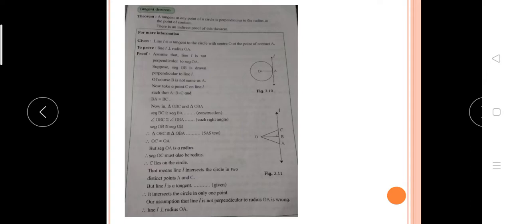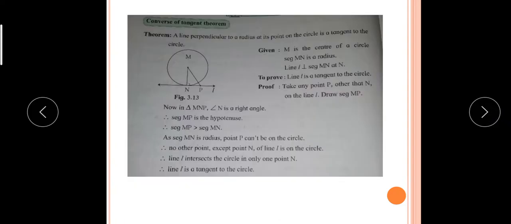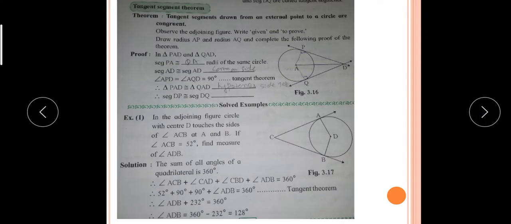In the last session, we saw the theorems. That is the tangent theorem. What is the tangent theorem? A tangent at any point of a circle is perpendicular to the radius at the point of contact. Now, in this period, no need to explain what is meant by tangent. What is the converse theorem? A line perpendicular to the radius at its point on the circle is the tangent to the circle.